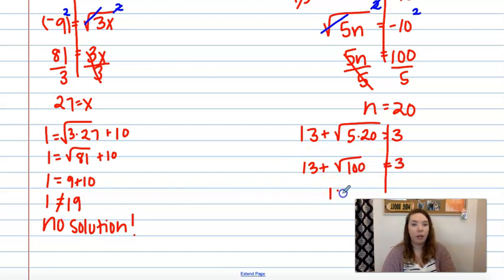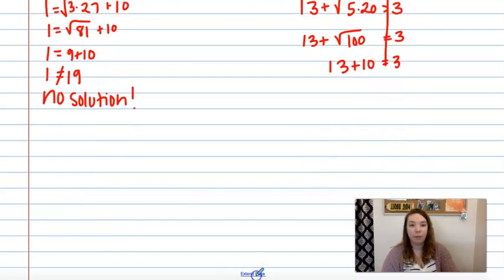And then 13 plus 10 is 23. So we end up with 23 does not equal 3, which means that's not a solution. And since I don't have any others to test, I know I have no solution.